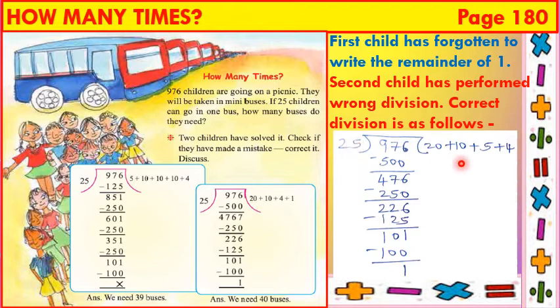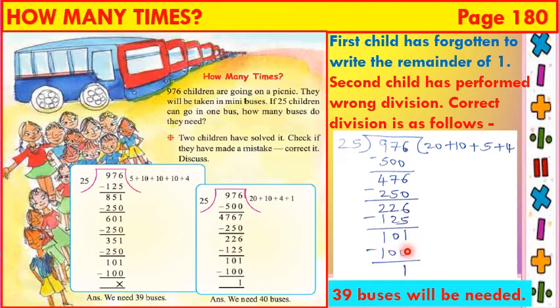Now 25 5s is 125. Find the difference. 6 minus 5 is 1. 2 minus 2 is 0. 2 minus 1 is 1. Now 25 4s is 100. Now find the difference. 1 minus 0 is 1. 0 minus 0 is 0. 1 minus 1 is also 0. So the number of buses needed is 20 plus 10 plus 5 plus 4. That is 39 buses will be needed.